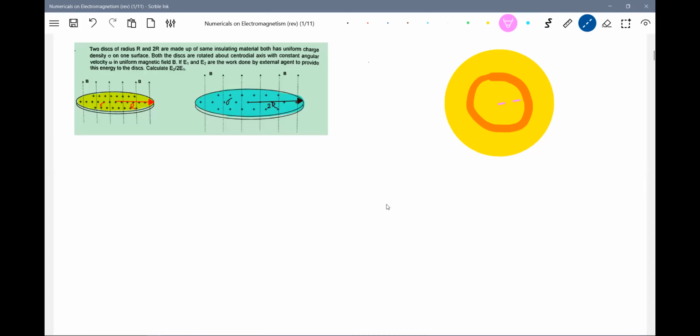So this will be the radius. Thickness dr, radius r, the charge, let this be dq, and this is omega. The sigma is what? We have to calculate the dipole moment. First, we'll calculate the dipole moment of this elemental ring. So what is the dipole moment? How do we proceed with the dipole moment?